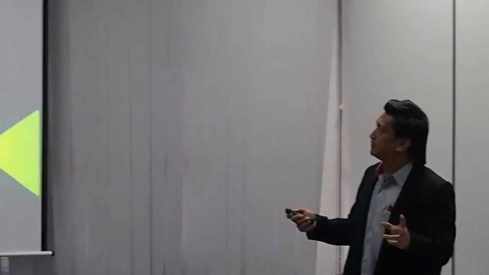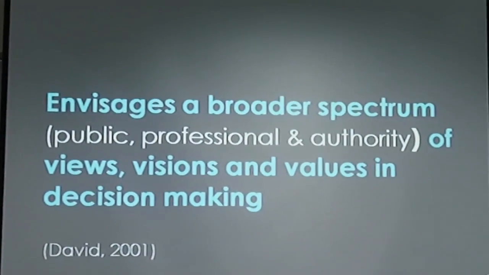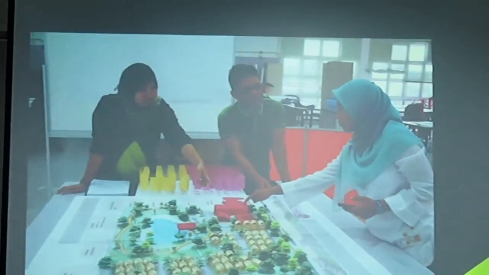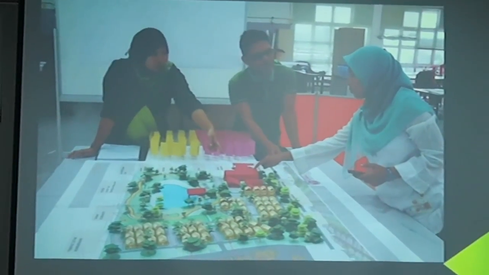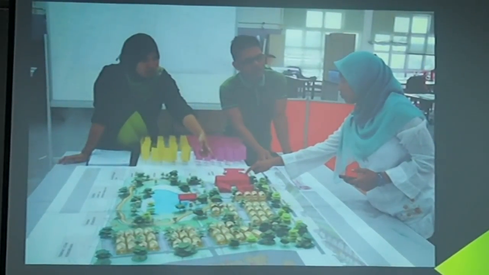So this involves a broader spectrum: public, professionals, authority. So we can create new views, vision, and values. This is part of my technique adapted from the UK. It is called Planning for Real, a trademark in the UK from 30 years ago. But now I try to relate it not only to landscape but also to organization design. This project is a live project in our UPM, for the staff housing, trying to adapt the concept of a green staff living room.